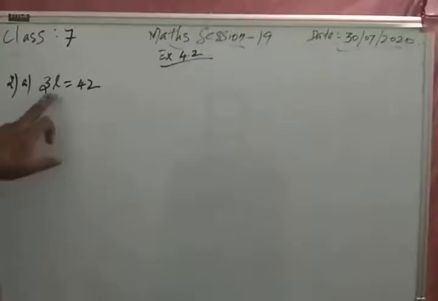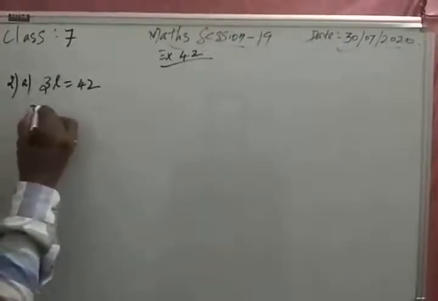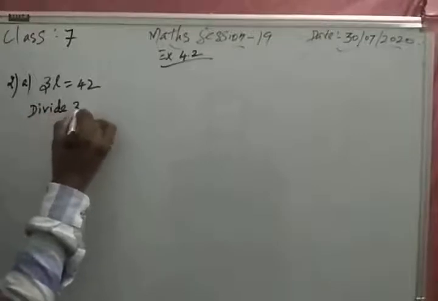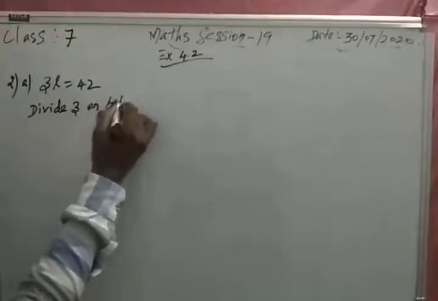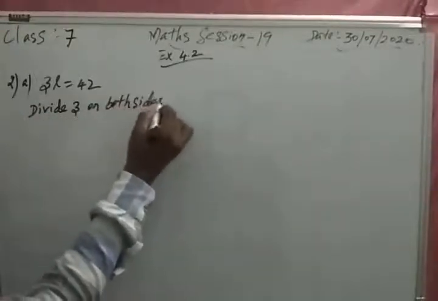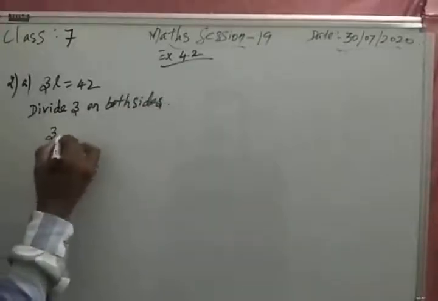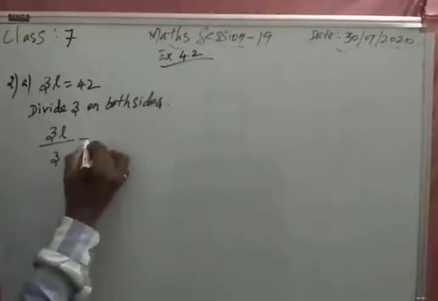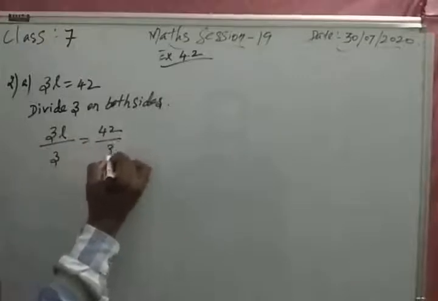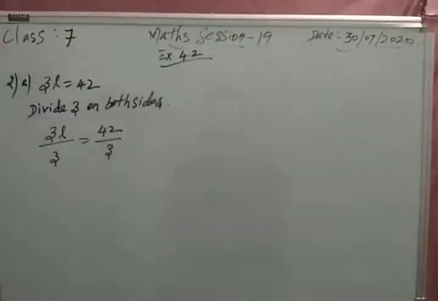Now, what is the term nearby the variable that you see first? That is 3. So we have to divide 3 on both sides. So 3L divided by 3 is equal to 42 divided by 3.